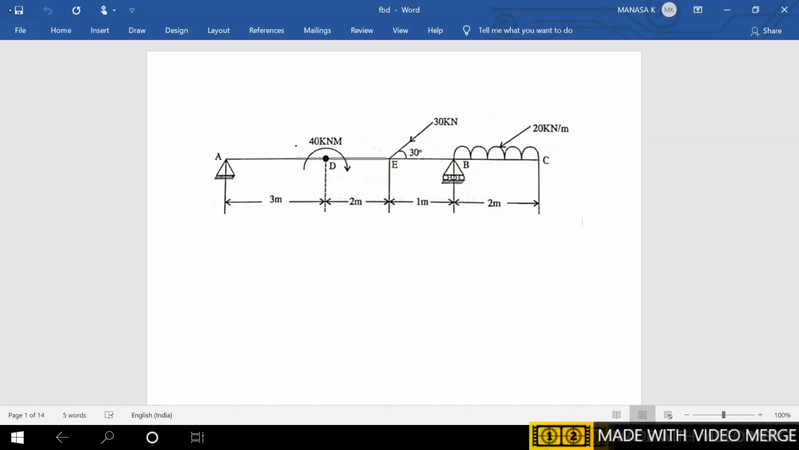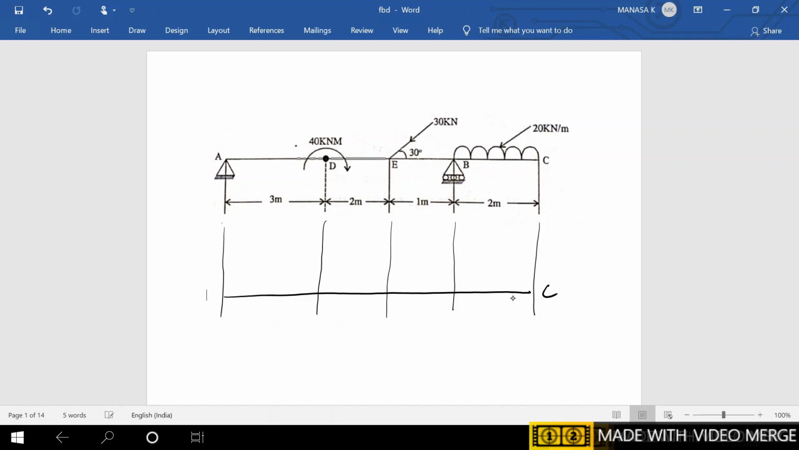Once a variable is named, then you extend the lines. Draw the beam where this point is C, this is B, this is E, and this is D. Once the variables are written, the values of the distances between the variables you write as they are in the question. And next, the load which is a point load you have to write as it is. So this is a moment, this is an inclined point load. Now it is not a vertical point load.